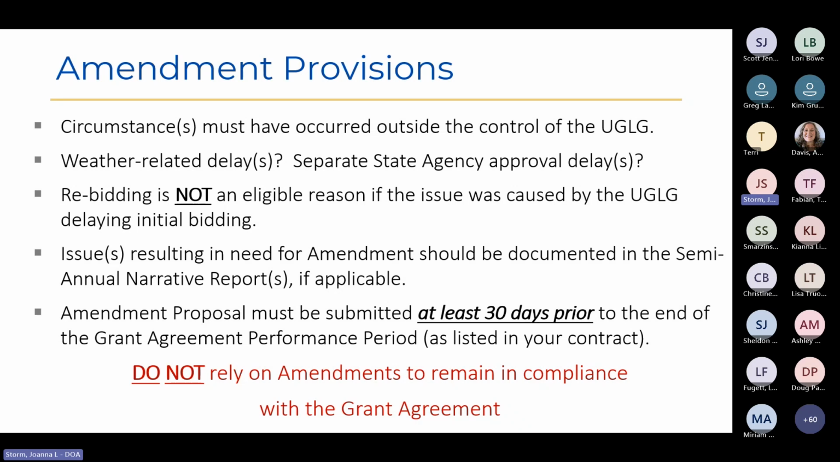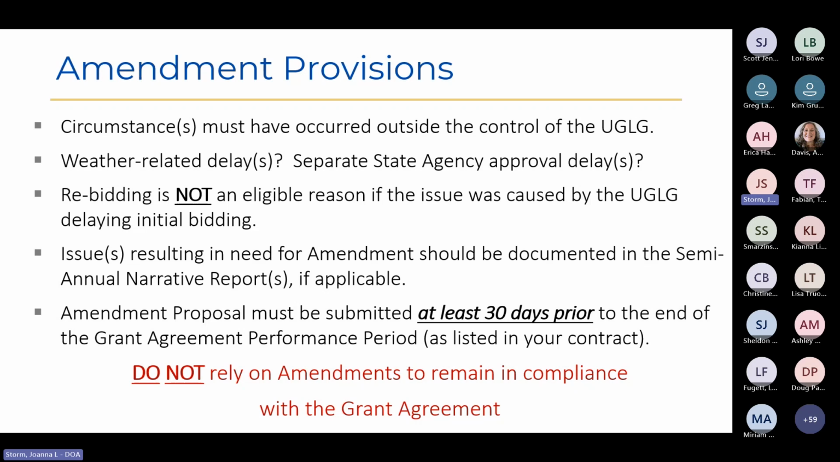So here the reminder is, on your semi-annual narrative reports, no matter how insignificant something may seem, it may only be 3 days, it may be a week or 2 weeks. If some small delay occurred, it's important to note that in your semi-annual or quarterly reporting, because we will go back through those reports to see if those items have basically piled up or experienced kind of a domino effect, which then essentially used up all of the cushions that you had built in to your schedule, which then result in you obviously requesting an amendment to get a timeline extension. The amendment proposal must also be submitted at least 30 days prior to the end of the grant agreement performance period as listed in your contract.